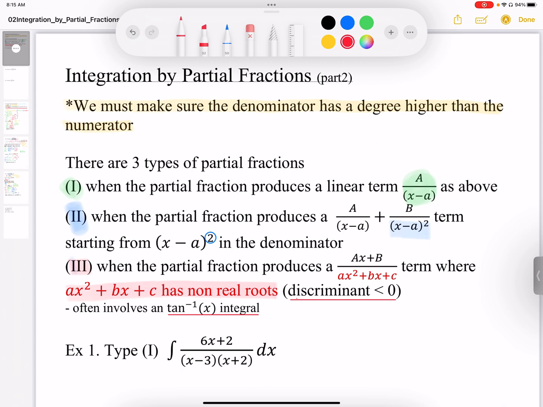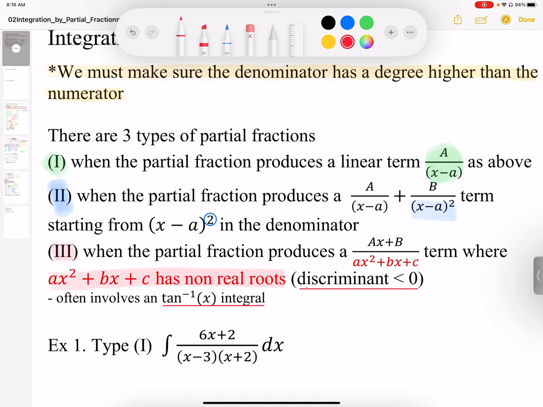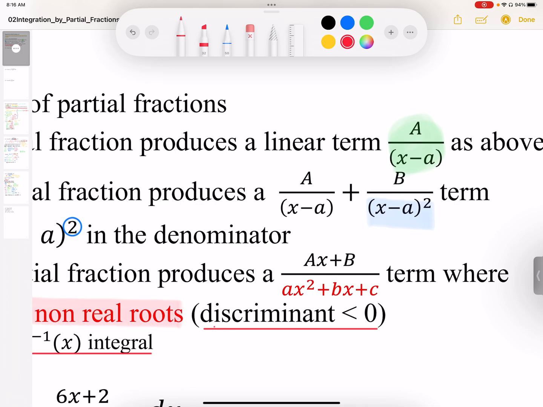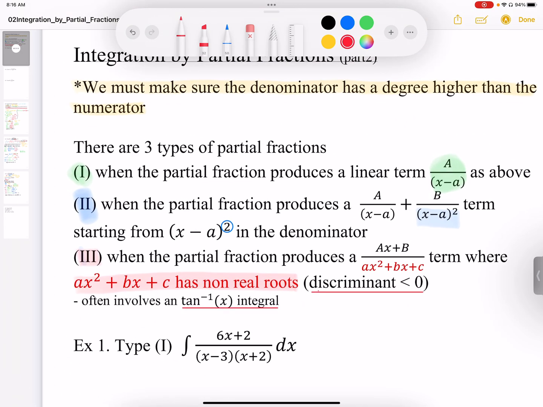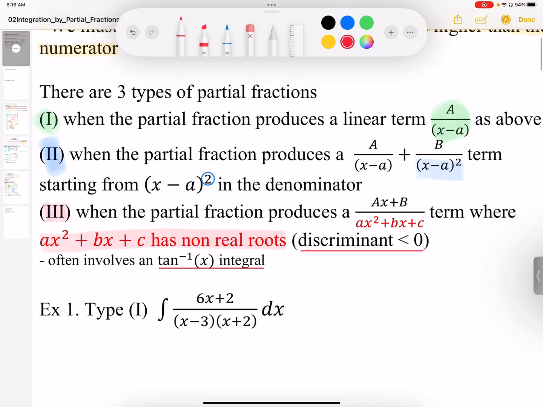Now, we're going to group partial fractions into three types. Last day we dealt with just the linear factors. We're going to call that type 1, which I highlighted in green here, when we have just the linear factor x minus a. Today we'll also look at partial fractions that have a squared denominator, an x minus a squared term, and we're going to call that type 2. And the third type is when we have a quadratic in the denominator and it's non-factorable.